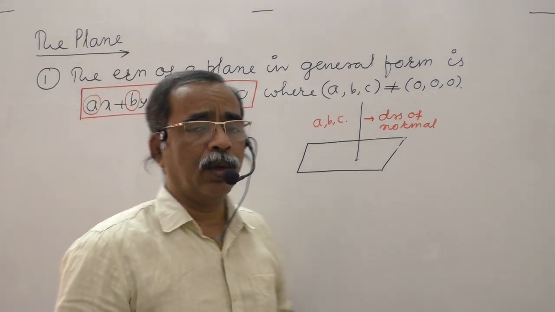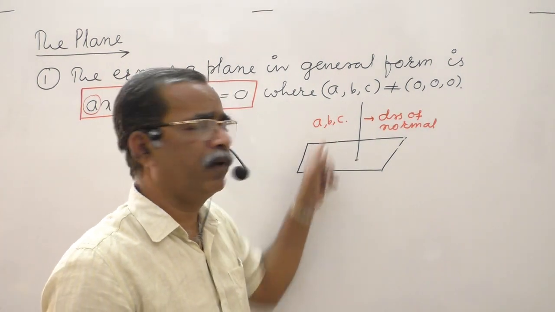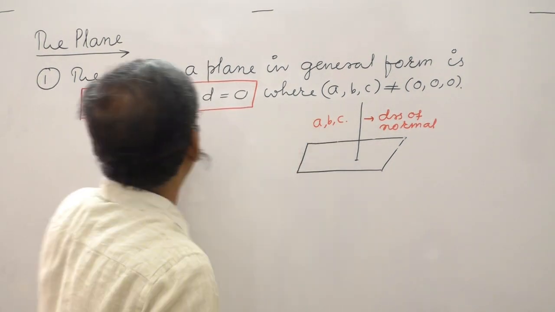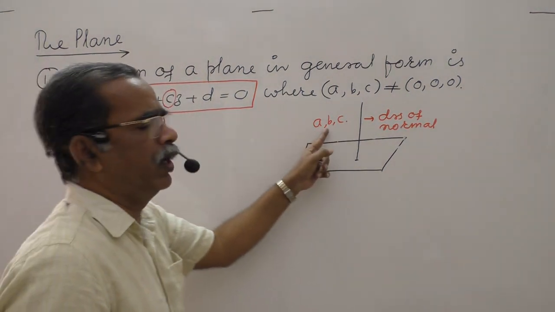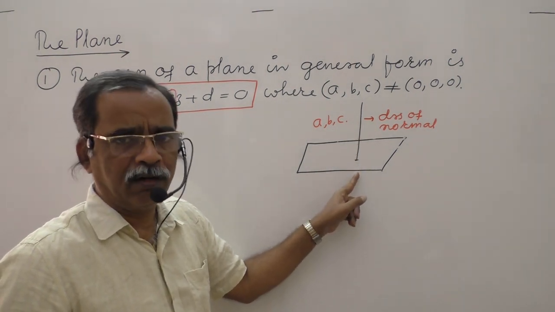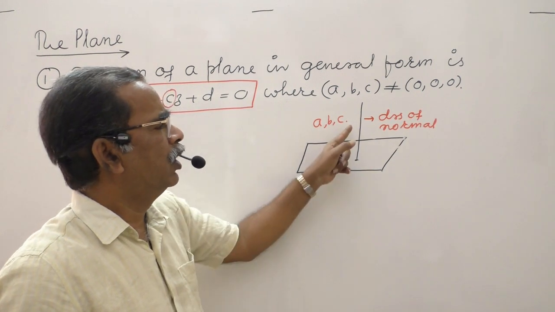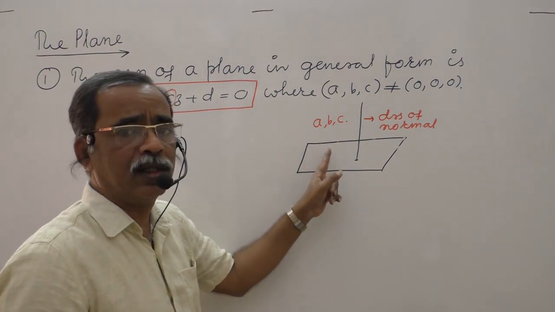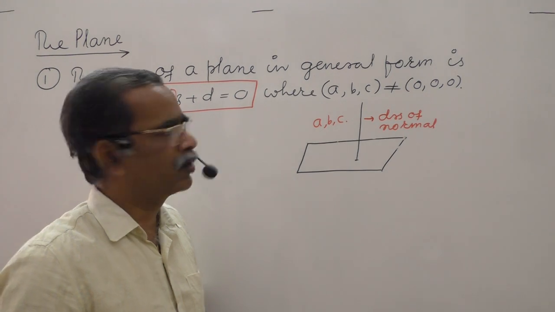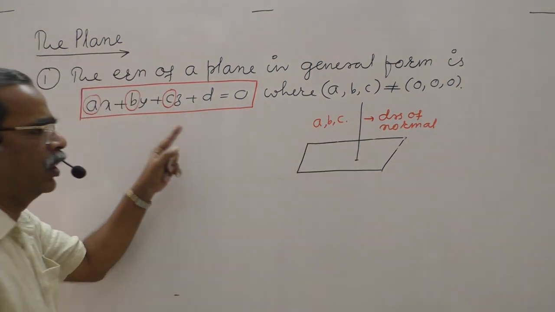So what is a normal? Very simple. A line perpendicular to the plane can be taken as a normal. Anywhere you can take, any perpendicular line will be a normal. So a, b, c in the equation, the x, y, z coefficients, always denote the DRs of the normal of the plane. Many properties of a plane depend on these normals or DRs only. Therefore this concept is important. Every plane will have a perpendicular line, the normal, so the DRs of the normal are the x, y, z coefficients.